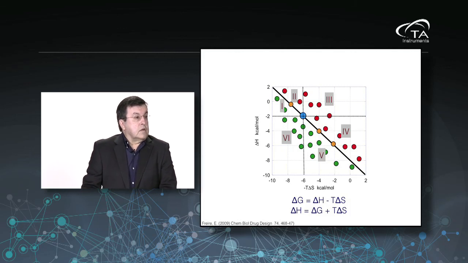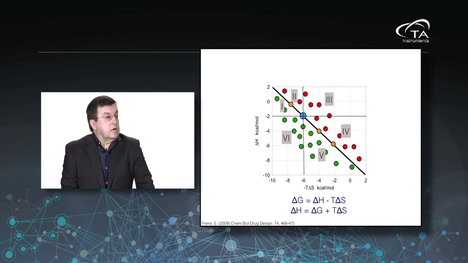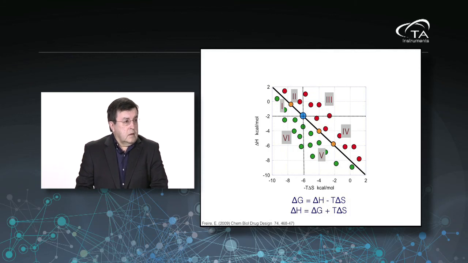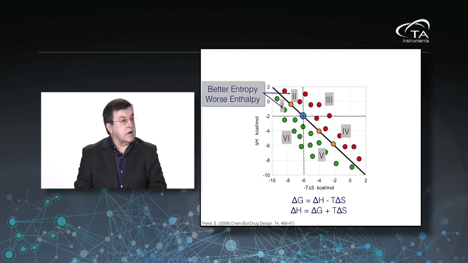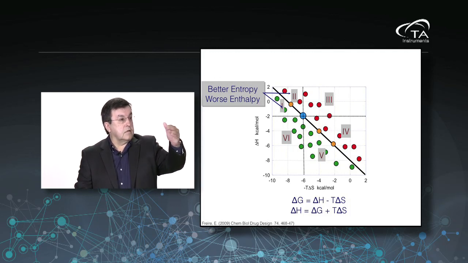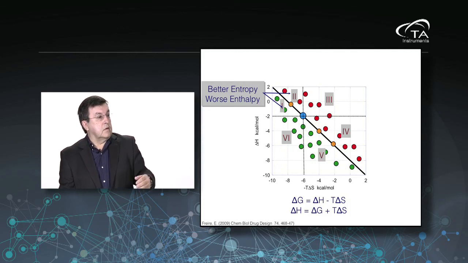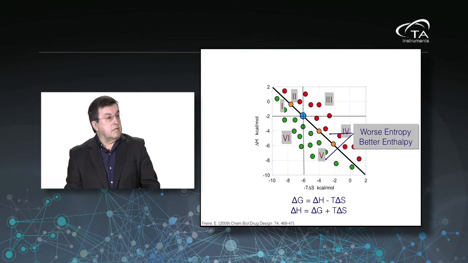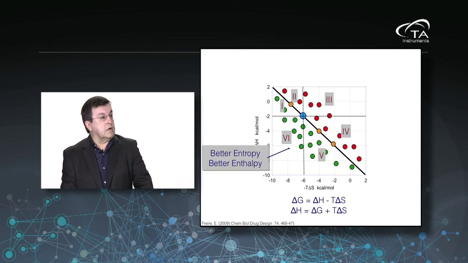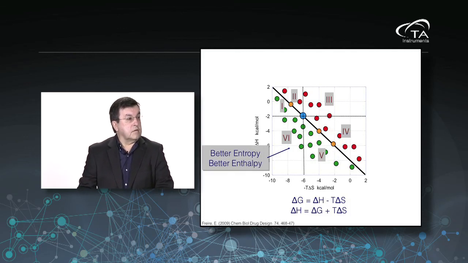Now, furthermore, we can divide that into 6 different regions or areas, label 1, 2, 3, 4, 5, 6, and each one has a characteristic. So 1 and 2, better entropy and worse enthalpy. They differ from each other because 1 has better affinity. Number 3, everything is worse. Number 4 and 5, worse entropy and better enthalpy. That's the area of the enthalpy entropy compensation. And region 6, better entropy and better enthalpy.